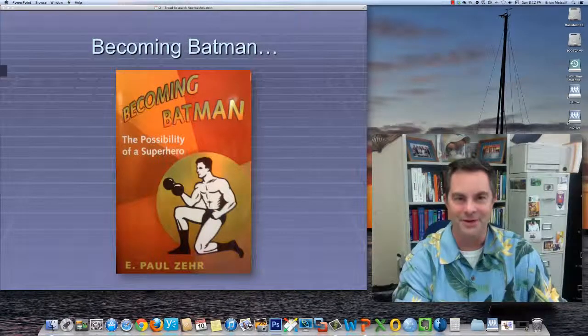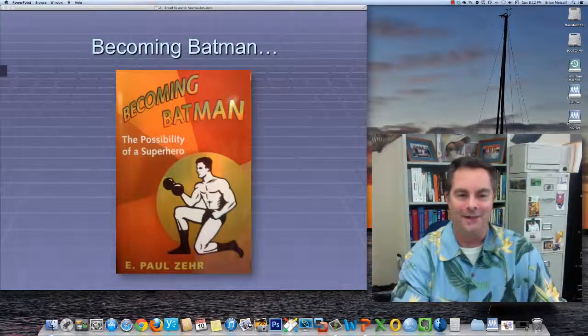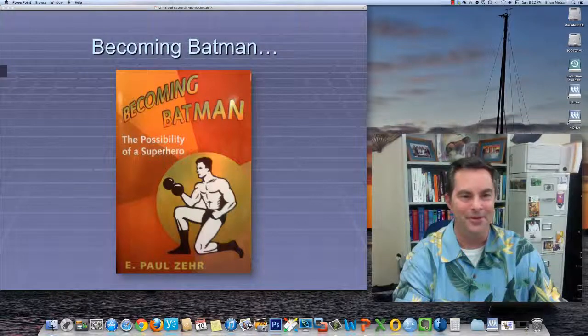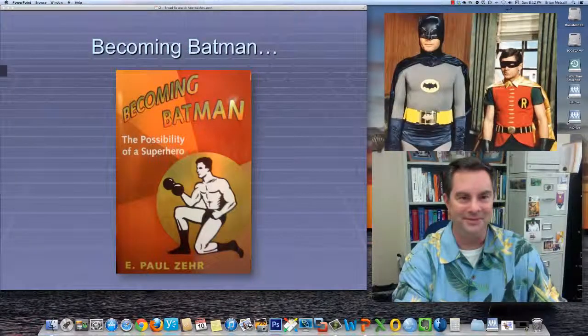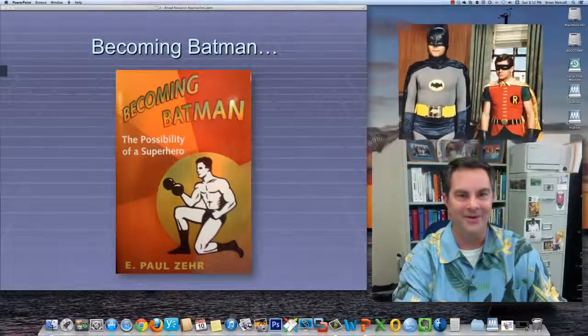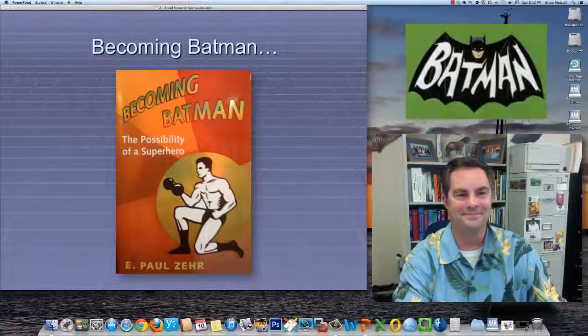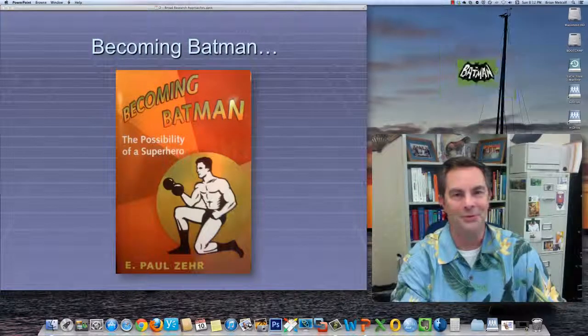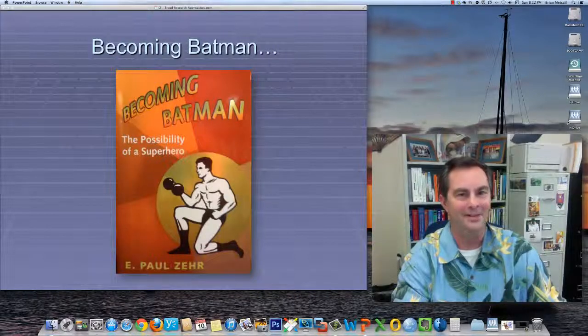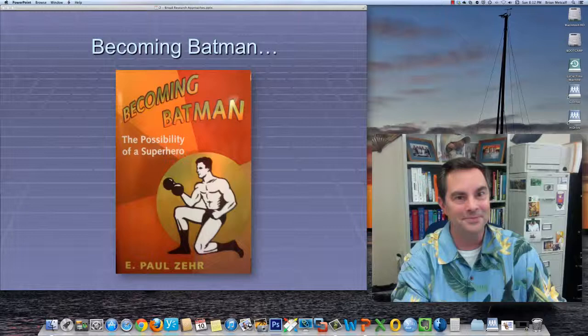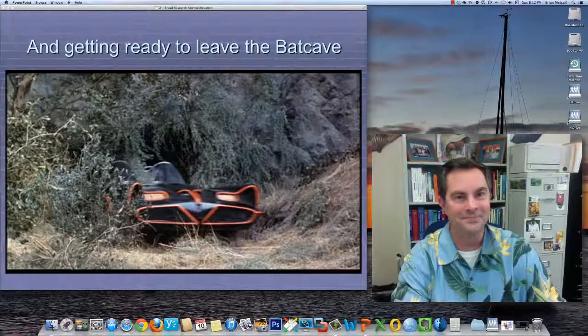This is part two of my three-part sneak preview to where we're going this term. By now you're familiar with Batman, and this is the road that you're setting out on. You're well on your way to becoming Batman, leaving your mere mortal status behind, and getting ready to leave the Batcave. To the Batmobile. Let's go.